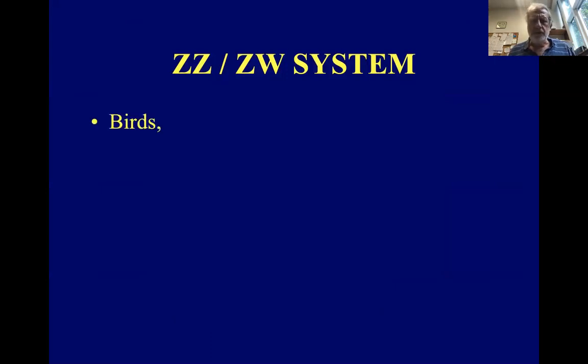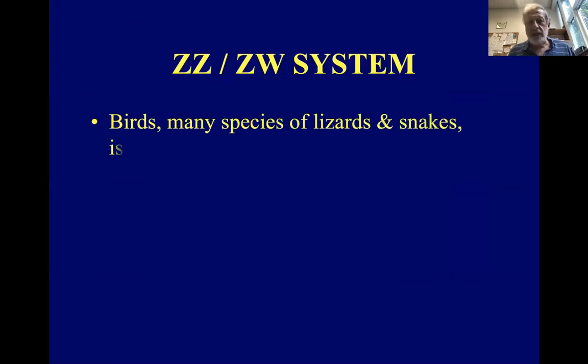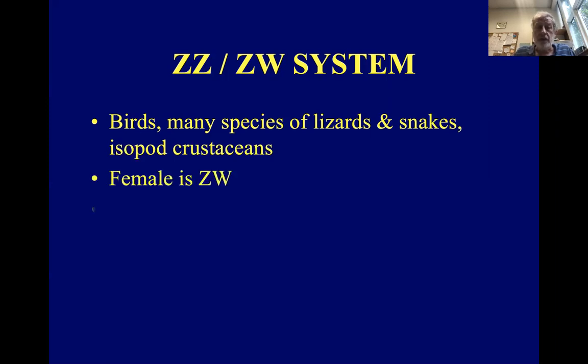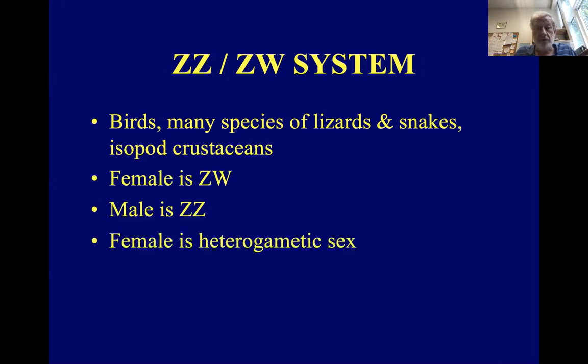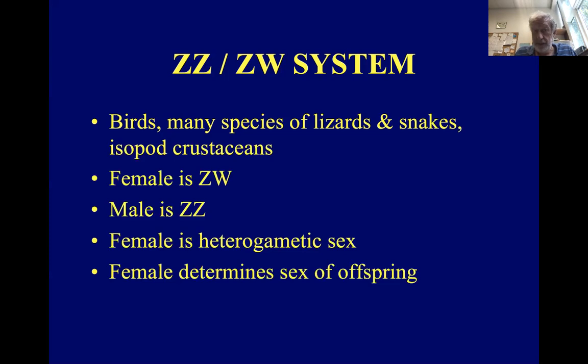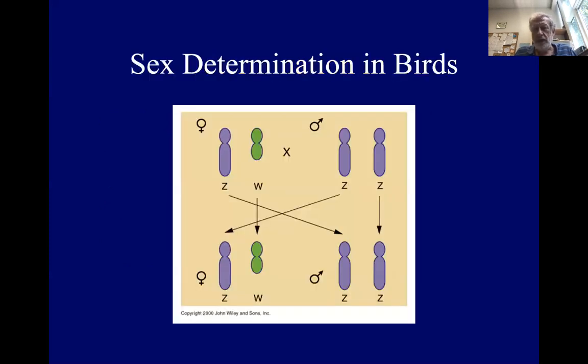The ZZ/ZW system is kind of the reverse of the XX/XY found in birds and many lizards and snakes and isopod crustaceans. Here the female is the heterogametic sex, having Z or W chromosomes. The male is ZZ, so therefore the female determines the sex of the offspring. Roughly half her eggs will carry a W and half a Z chromosome. This shows you how that works, where the male here is ZZ and the female is ZW.